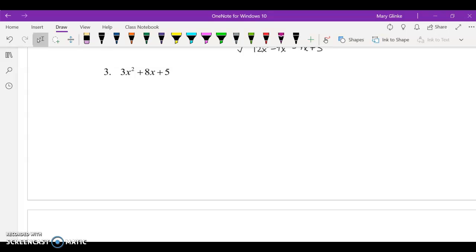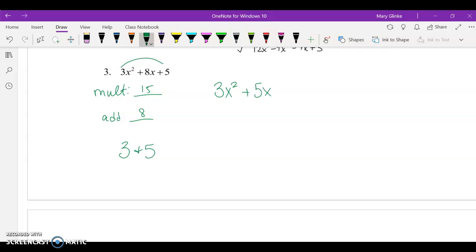Okay, let's go ahead and do two more. We're going to do example 3, and then we're going to skip to example 5. So let's go ahead and start this one off. We're looking for what multiplies to get 15, but yet adds to get 8. So thinking through our numbers, that's going to be 3 and 5. And so looking at this, I'm going to do 3x squared plus 5x plus 3x plus 5. So I split up my middle term.